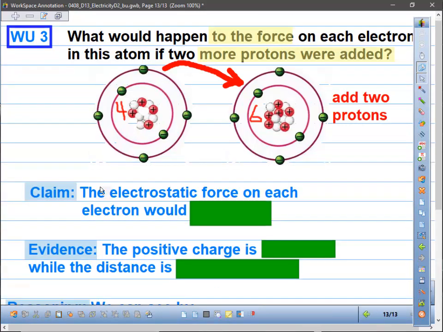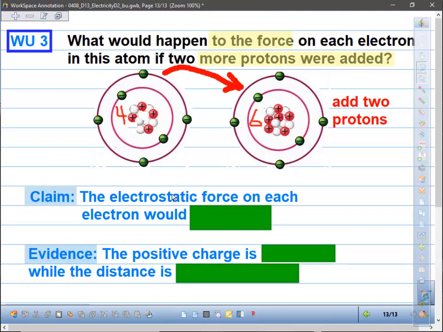So claim. Remember, you guys are copying the blue, right? Copy the blue. So the claim, the electrostatic force on each electron would, we'll get back to this. Then evidence, the positive charge is what, while the distance is what? So going from this picture on the left to the picture on the right, what is happening to the positive charge? Right, it's increasing because it goes from plus 4 to plus 6. So it's increasing. What's happening to the distance between the positive and negative charges here and the positive and negatives here? What's happening to the distance when we go from the first picture to the second picture?